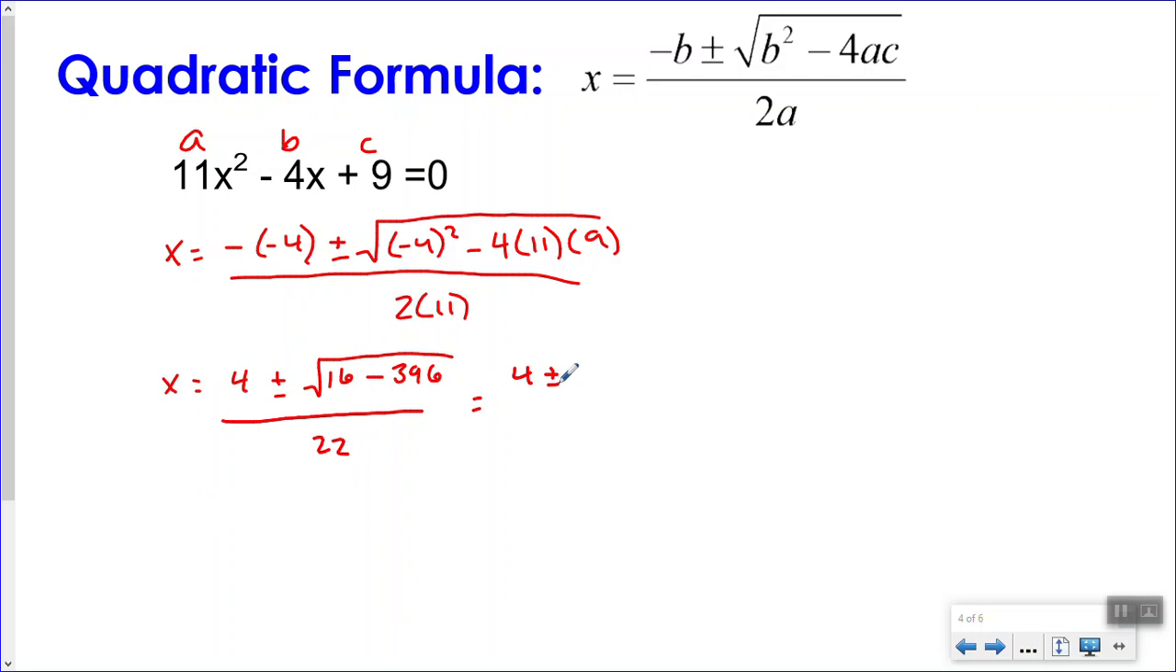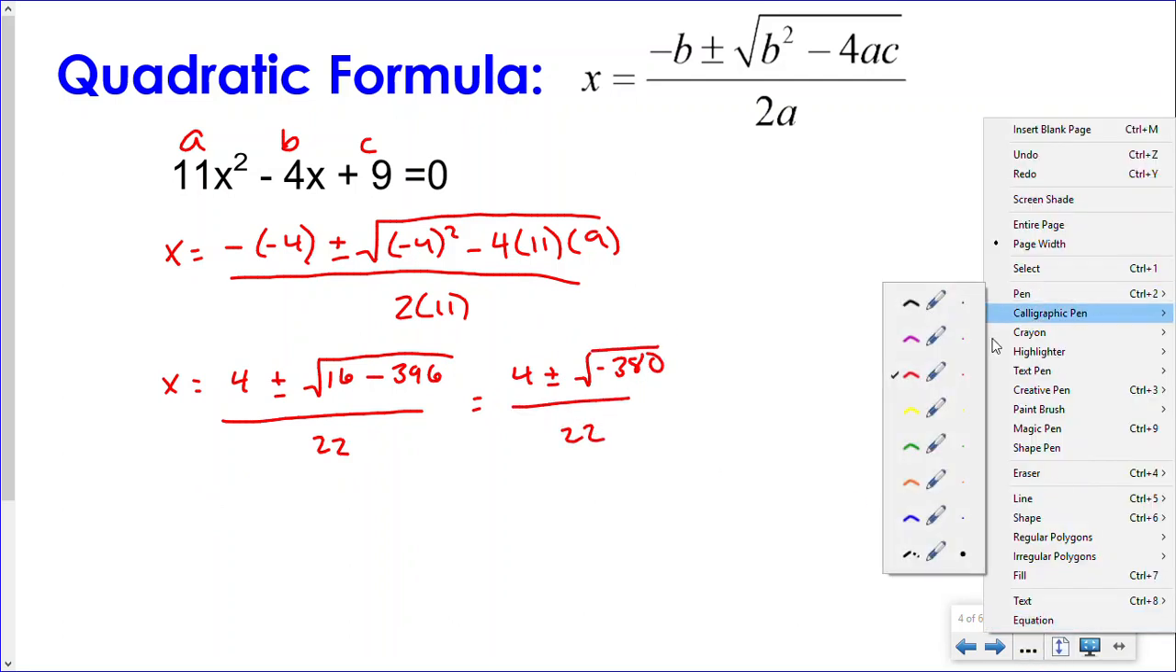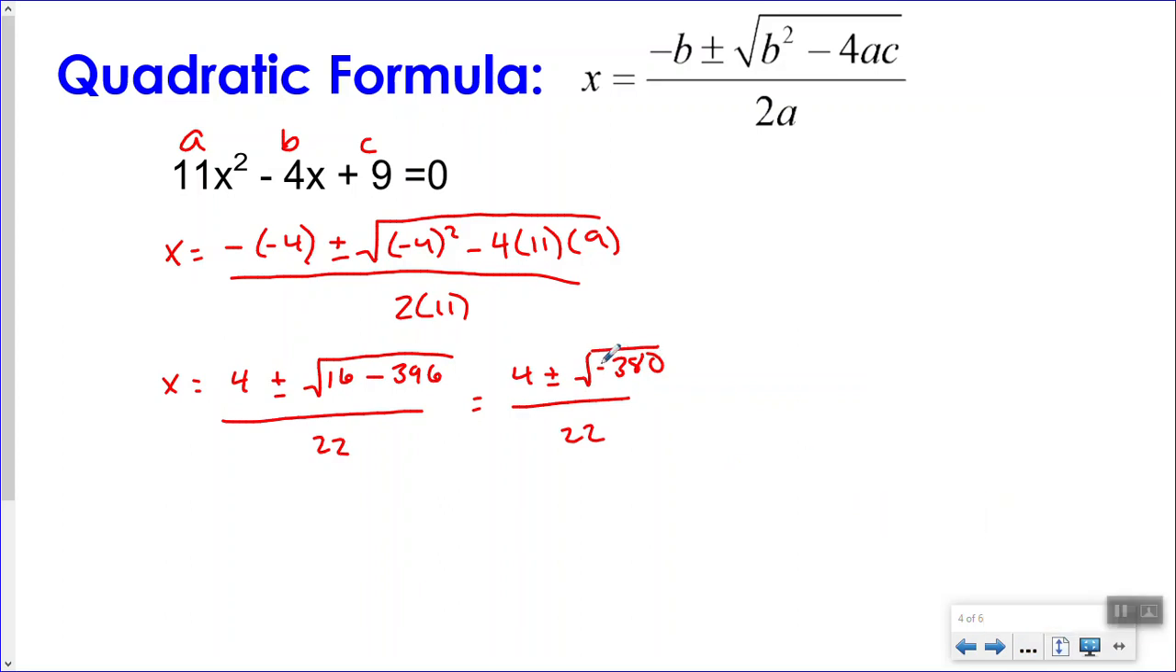Now we can keep going. So we have 4 plus or minus the square root of negative 380 all over 22. And once I get to this point, I notice that my discriminant is negative. So that means we're actually not going to be able to go any further. So here, if we were writing it in roster form, we would write the empty set. We could also write no solution if we were just asked what the answer was. And that's because of our negative discriminant here.